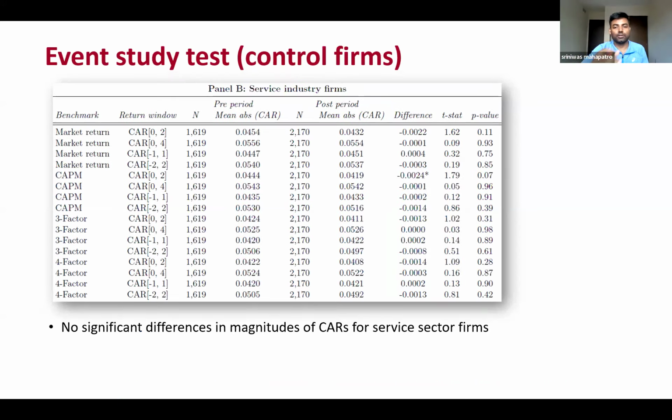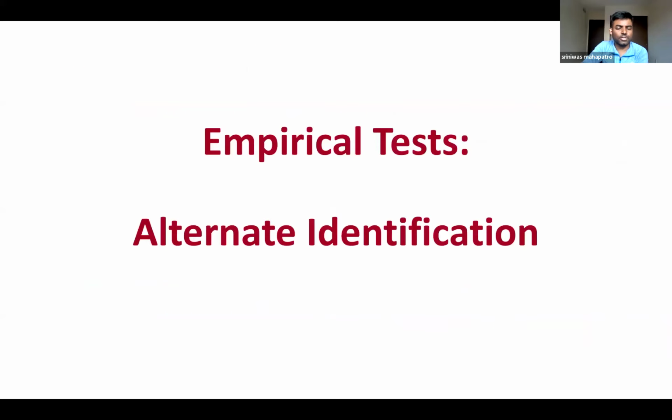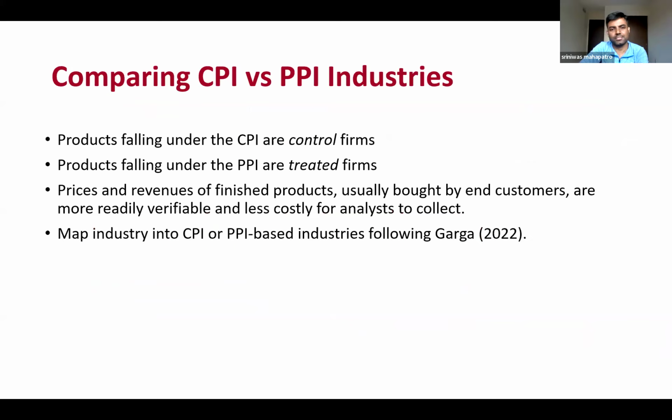So we also check service industry firms, and there are no such changes in the magnitudes of cumulative abnormal returns. We also do that in a DID setting, the way we did for the revenue surprises, and we find similar results. That is, removal of this product disclosure results in higher abnormal returns around earnings announcement dates. We do some alternate identifications because manufacturing and services might not be similar. One interesting one is where we take the firms that belong to the PPI industries as treated firms, and CPI industries as the control firms.